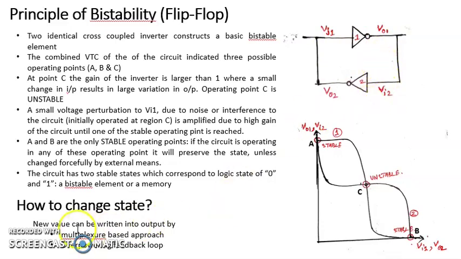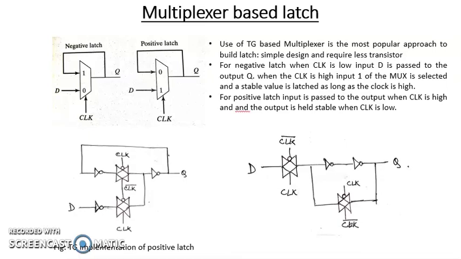Now, there are 2 mechanisms by which we can change the state of the circuit. One is the multiplexer based approach, which is very popular, and we'll discuss this method in detail in the subsequent slides. The other method may be to apply a triggering signal at the input of the flip-flop to overpower the feedback loop. One of the very common and useful techniques for the construction of a latch is the use of transmission gate based multiplexers. This is because of the simple design, and also they require a lesser number of transistors.